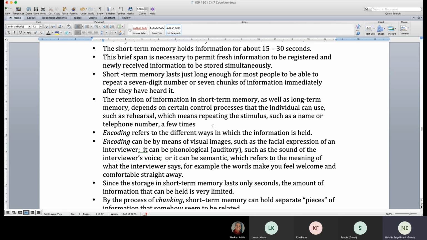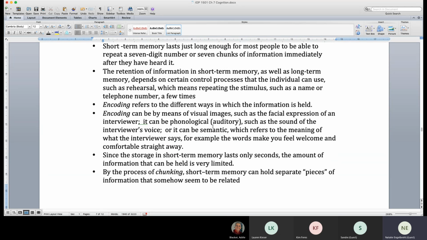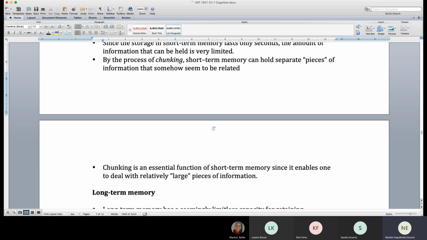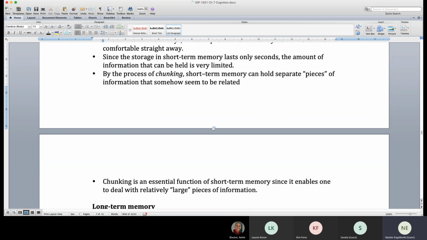Since the storage in short-term memory lasts only seconds, the amount of information that can be held is very limited. By the process of chunking, short-term memory can hold separate pieces of information that somehow seem to be related. Chunking is an essential function of short-term memory since it enables one to deal with relatively large pieces of information.